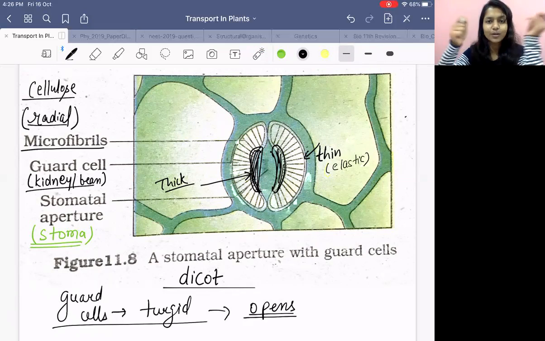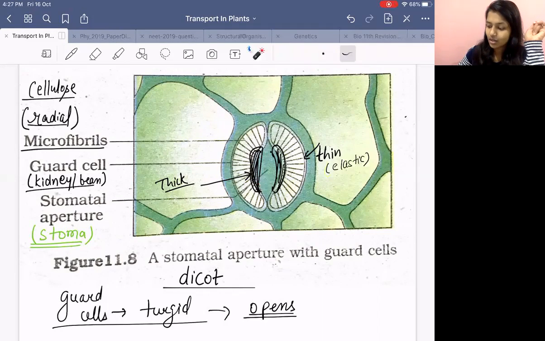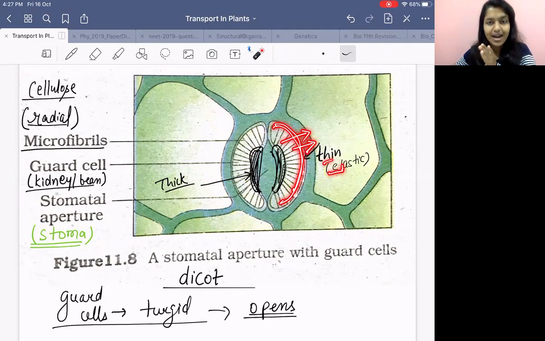Elastic, like a rubber band, that is elastic, right? You stretch it, it comes back to the same position. Similarly, the outer wall is what? Thin and elastic. When water comes, it bulges out. It goes outward. When water goes out, again it comes back. That's why it is thin and elastic.